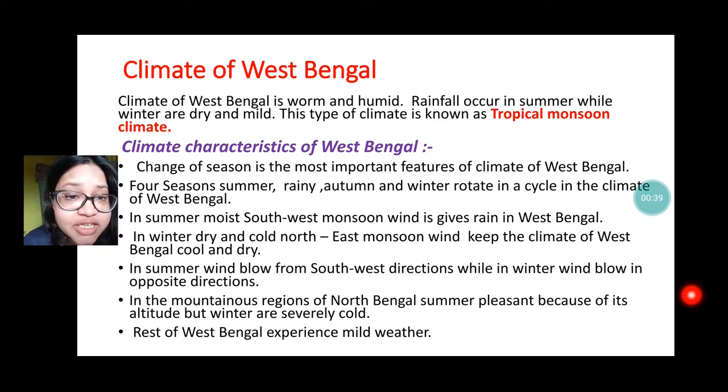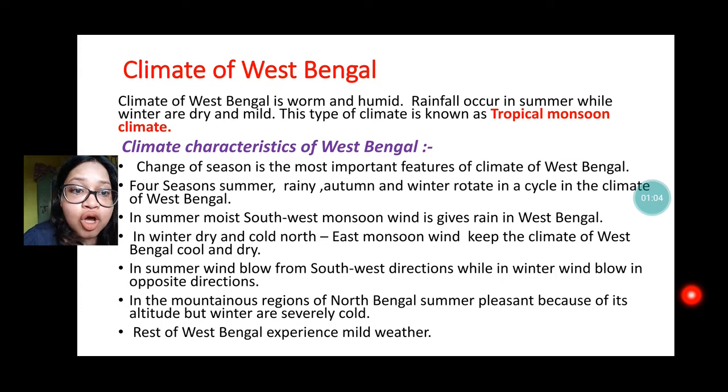What are the characteristics of the West Bengal climate? Here we can see the change of season is the most important feature, and here we see the four important seasons: summer, rainy season, autumn and winter, and these four seasons always rotate in West Bengal.